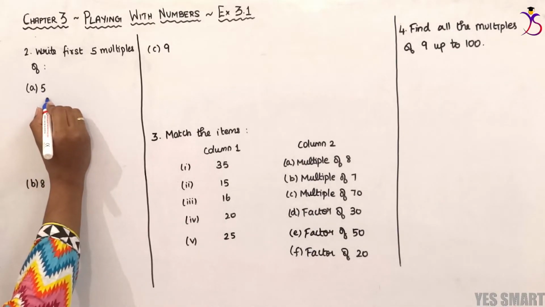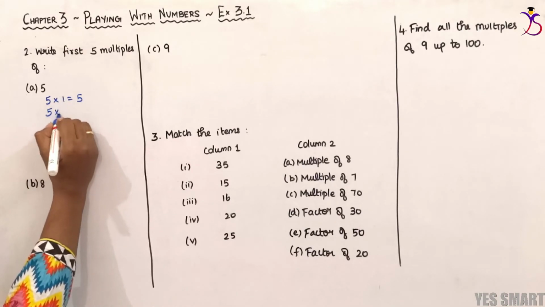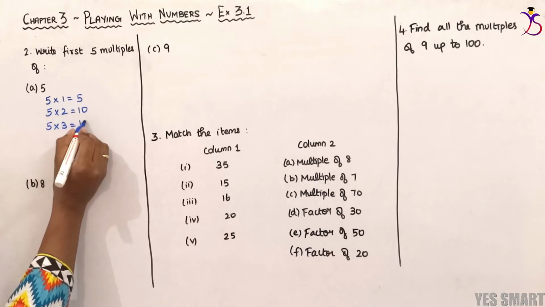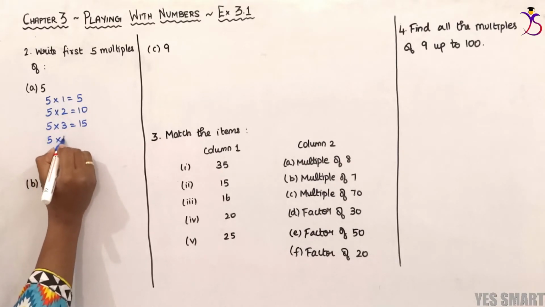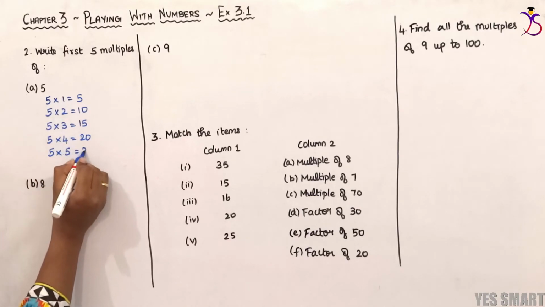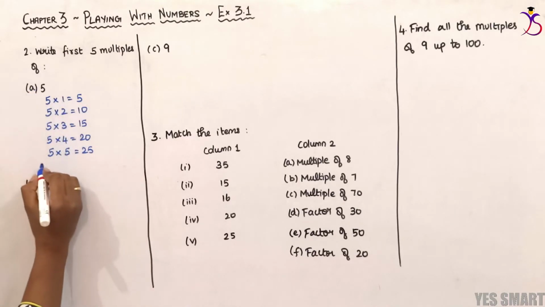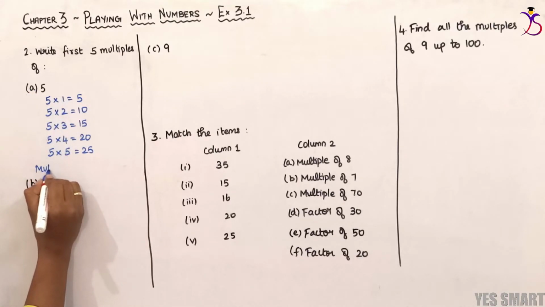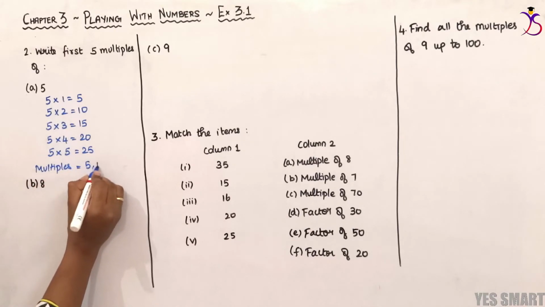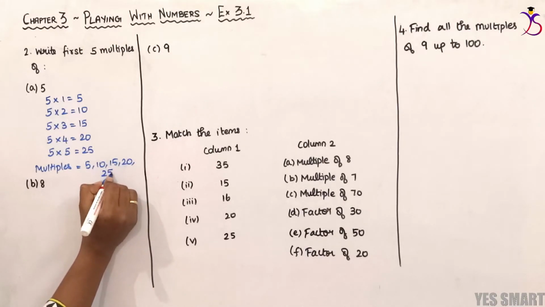Let's write the tables just to find the first 5 values. 5 ones are 5, 5 twos are 10, 5 threes are 15, 5 fours are 20 and 5 fives are 25. They have asked first 5 values alone, so we can stop it here. Therefore, multiples equal to we will write these values 5, 10, 15, 20 and 25.